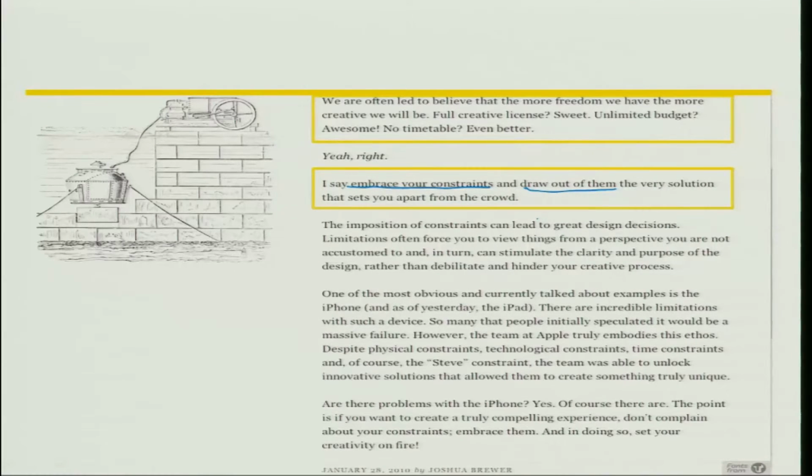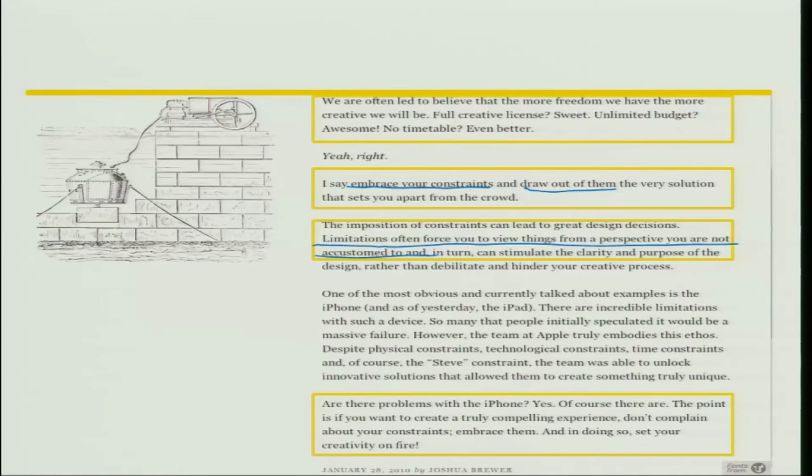This is a very important part. You can't just be blue sky. Be blue sky, but take your constraints into consideration as well. The imposition of constraints can lead to great design decisions. Limitations often force you to view things from a perspective you're not accustomed to. Okay, it's very easy to dismiss things. Embrace them, right, and work with them.